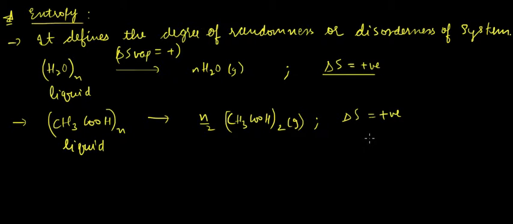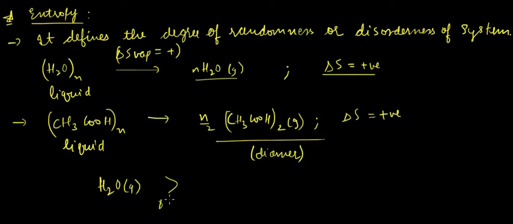But if you have to compare the entropy of one H2O molecule and one CH3COOH twice, which is in dimer form, then obviously the entropy of H2O(g) would be higher. So H2O(g)'s entropy is more than CH3COOH's entropy, because the only reason is that it exists in dimer form.